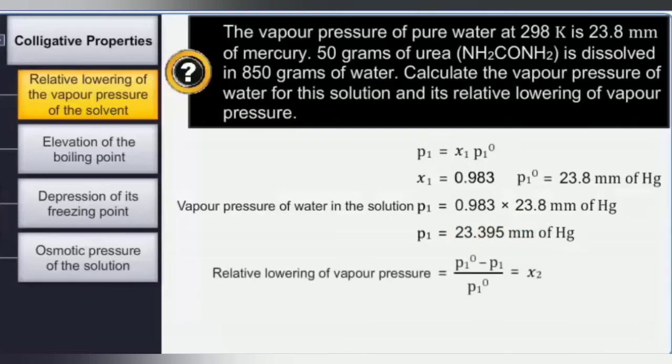Relative lowering can be calculated using the expression (P1 naught minus P1) divided by P1 naught equal to X2. Substituting for P1 and P1 naught in the expression and on solving, we get the relative lowering in vapor pressure as 0.017, which is the same as the mole fraction of solute, that is 1 minus 0.983, which is equal to 0.017.